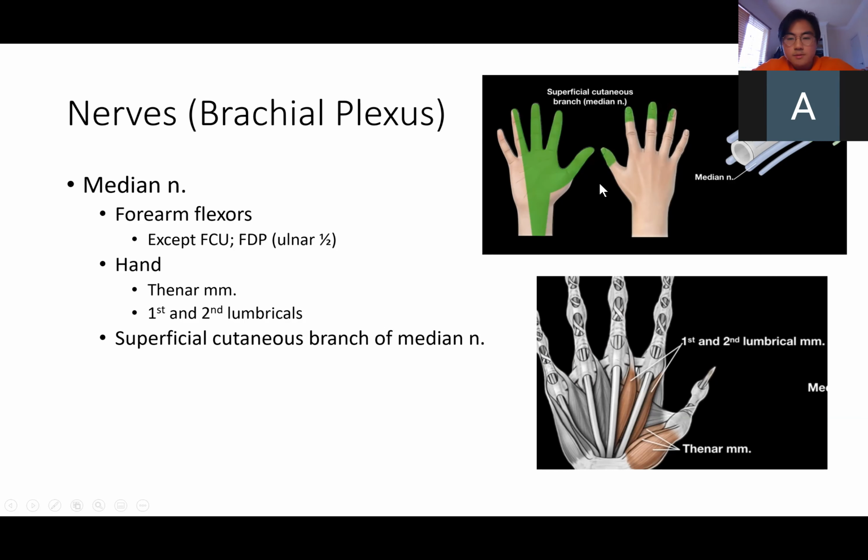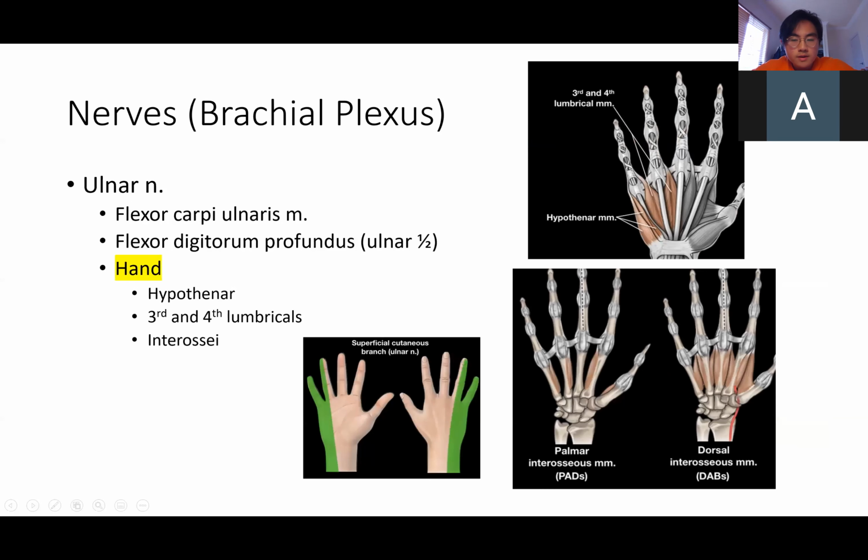So I said before, sensation of the hand, you need to know, this is really important, you need to know which nerve gives sensation to which portions of the hand. The ulnar nerve really, so the median nerve does all the forearm flexors. The ulnar nerve is primarily the hand muscles, with the exception of some flexors over here. So we'll touch on this more when we get to the forearm section. So they do pretty much all the hand muscles, apart from the thenar eminence and the first and second lumbricals.